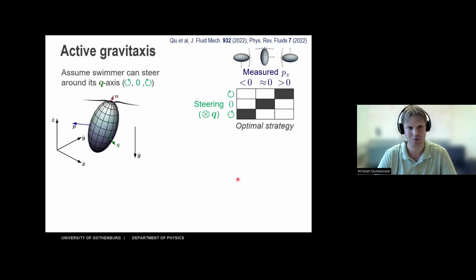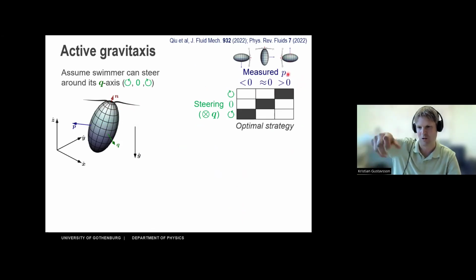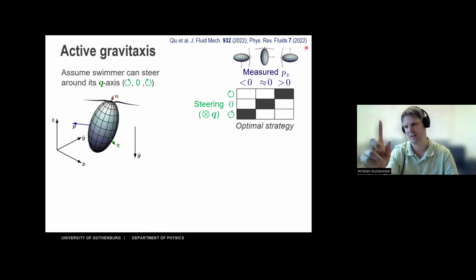And now if we assume that the swimmer can steer around the q-axis, so that's the direction out of the plane from the antenna, then if we have a positive pz, so that corresponds to the p direction like this, then n must be essentially to the left, and then we want to steer clockwise to turn it up.